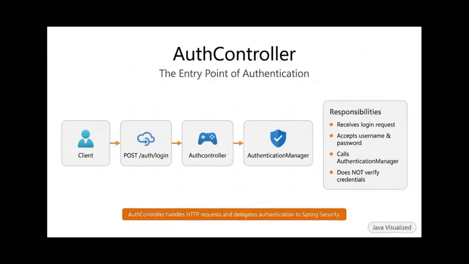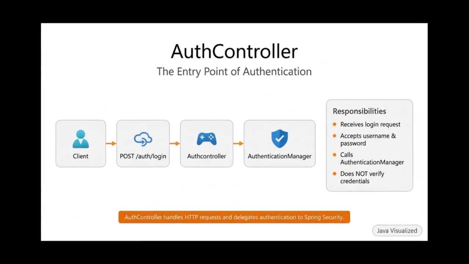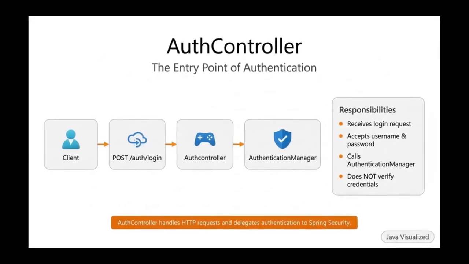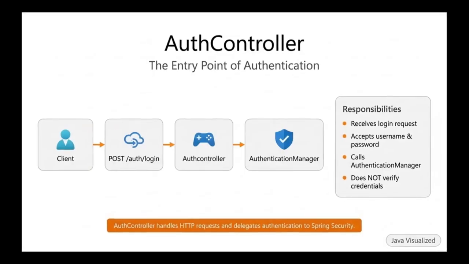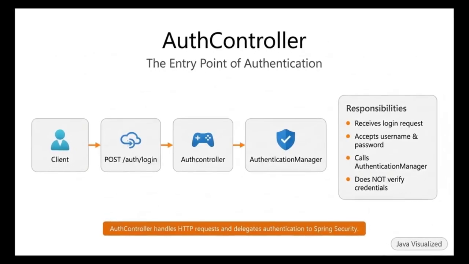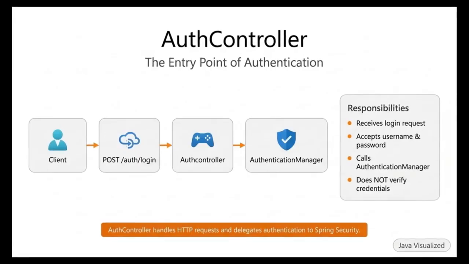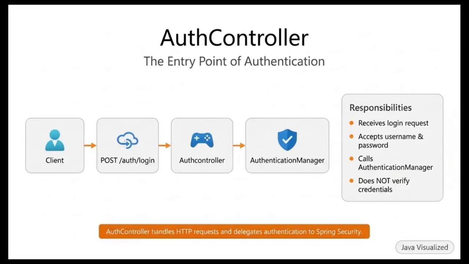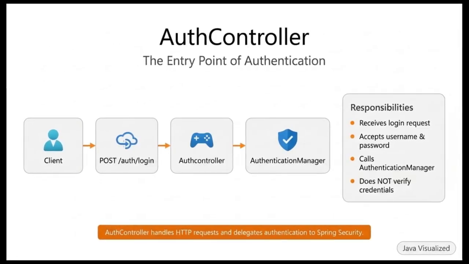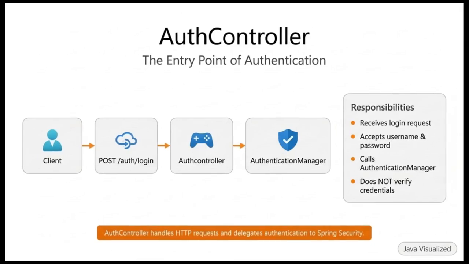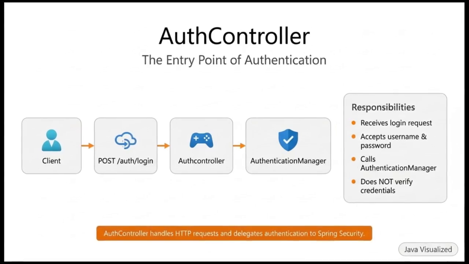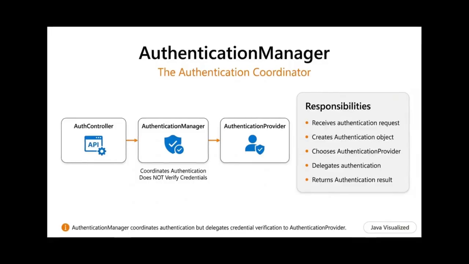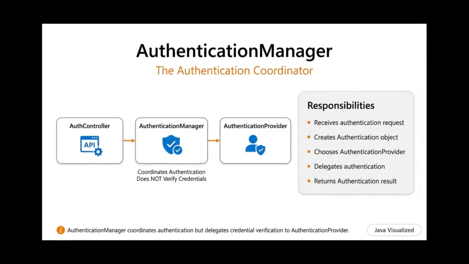Every authentication request begins at the AuthController. When the user clicks the login button, the client sends a POST request containing the username and password to the login API. The AuthController receives this request, but it doesn't check whether the credentials are correct. Instead, it simply passes the login request to the AuthenticationManager. This separation of responsibility keeps the controller focused on handling HTTP requests, while Spring Security takes care of the authentication logic.